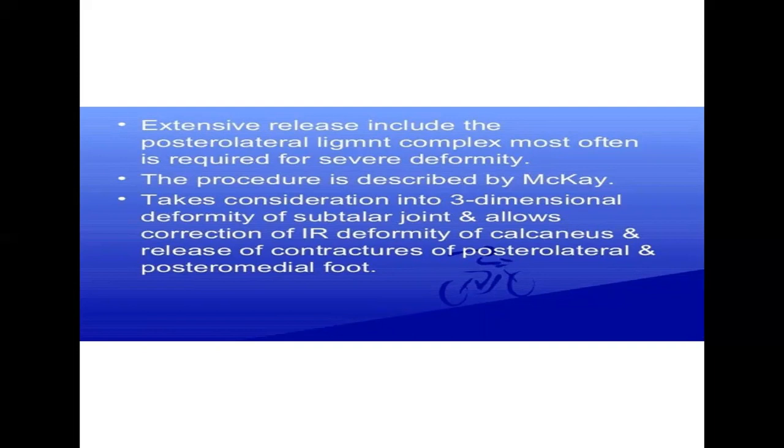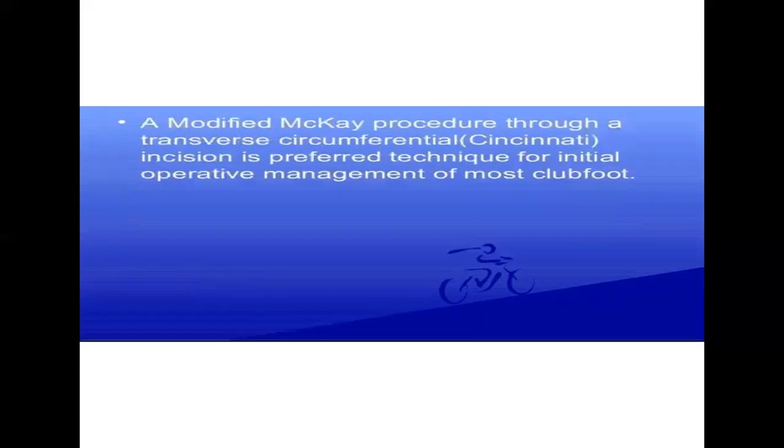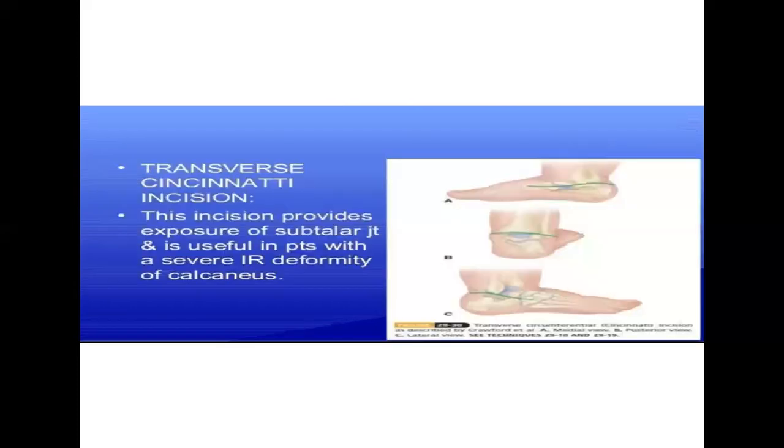The McKay procedure takes into consideration the three-dimensional deformity of the subtalar joint and allows correction of the internal rotation deformity of the calcaneus and release of contractures of the posterolateral and posteromedial foot. A modified McKay procedure through a transverse circumferential Cincinnati incision is the preferred technique for initial operative management of most clubfoot.